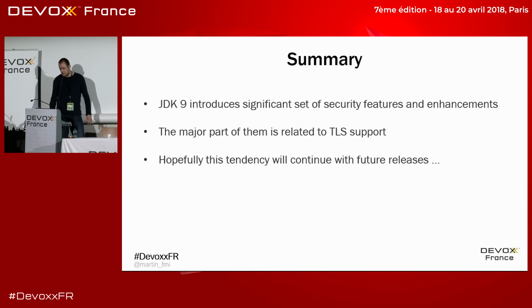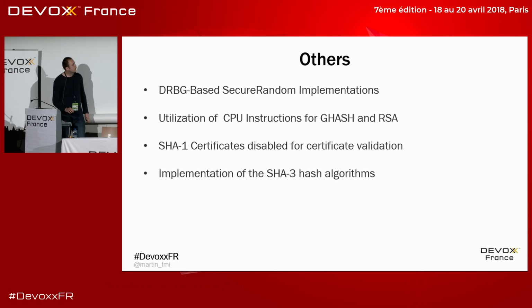However, some of the other stuff that we saw are really not that backward compatible, such as, for example, the dropped support for SHA-1 certificates. If you use them in your application, that would eventually break if you switch to JDK 9. But for the most part, most of those stuff are really backward compatible.